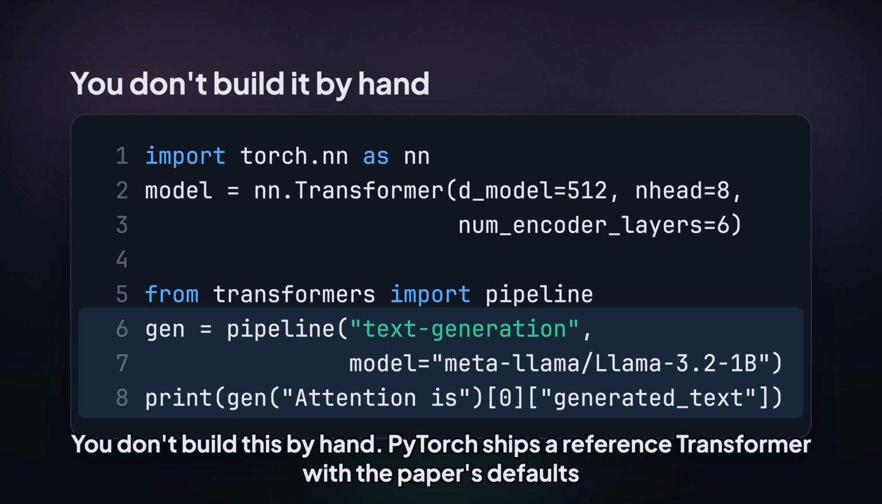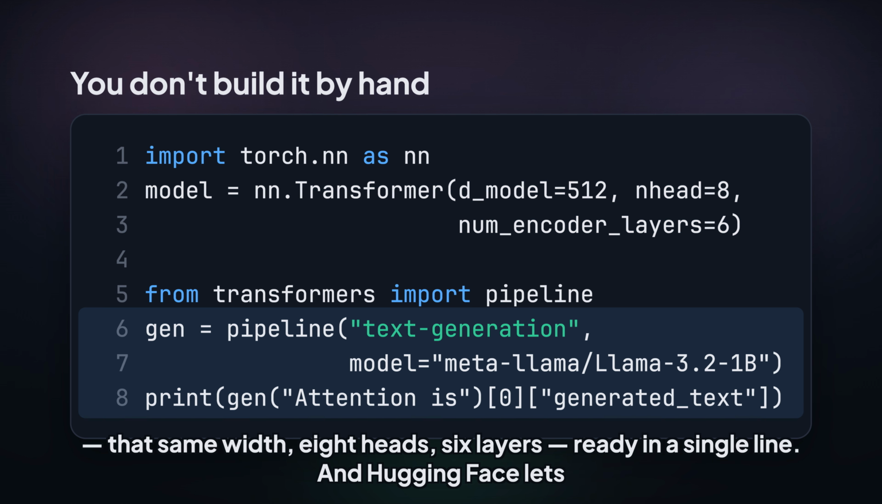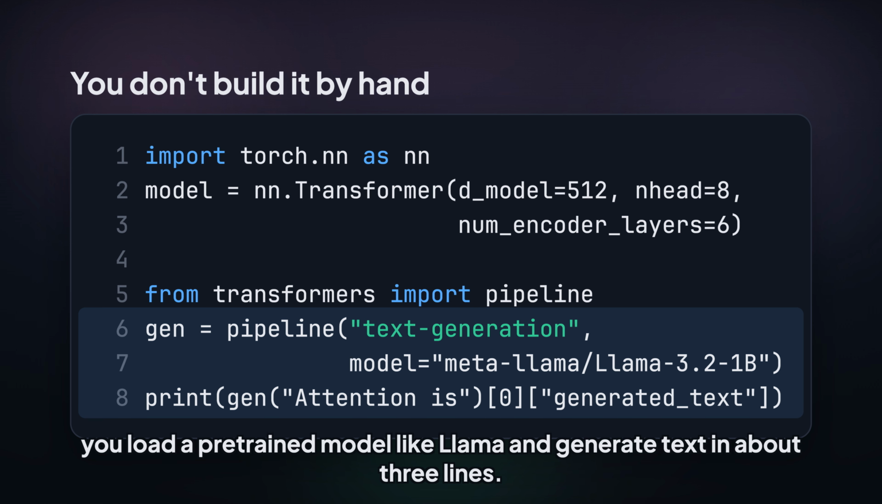You don't build this by hand. PyTorch ships a reference transformer with the paper's defaults, that same width, 8 heads, 6 layers, ready in a single line. And Hugging Face lets you load a pre-trained model like Llama and generate text in about 3 lines.